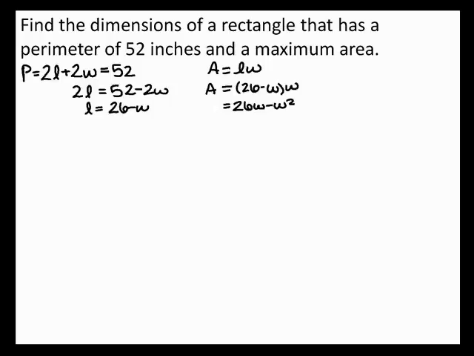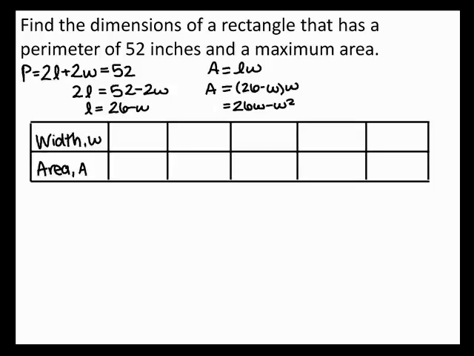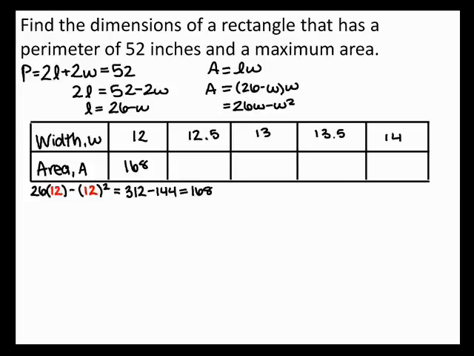Use the method of guess and check to find a maximum area. Test the W values 12, 12 and 5/10, 13, 13 and 5/10, and 14. Substitute 12 in for W in the area equation. Simplify 26 times 12 and 12 squared. Simplify 312 minus 144. You find that the area is 168.